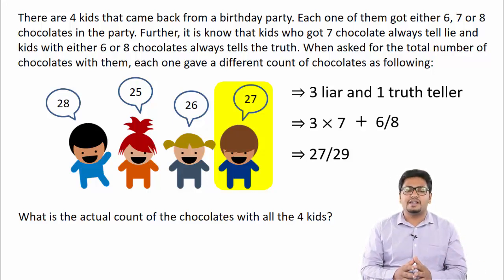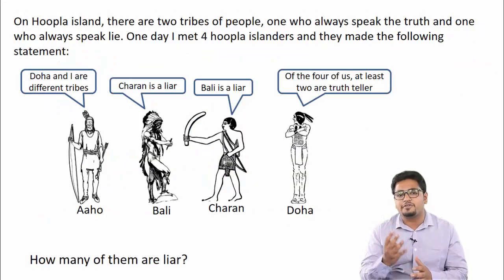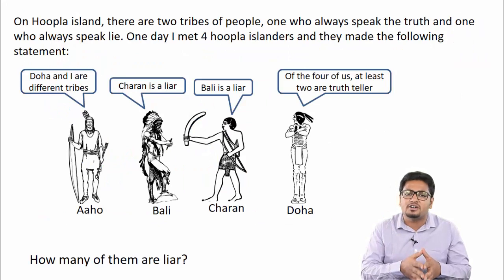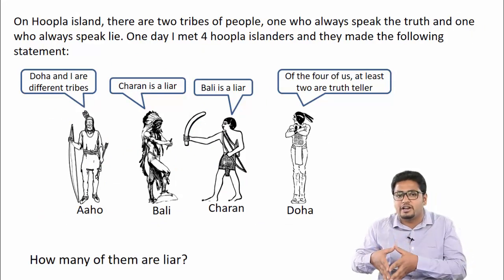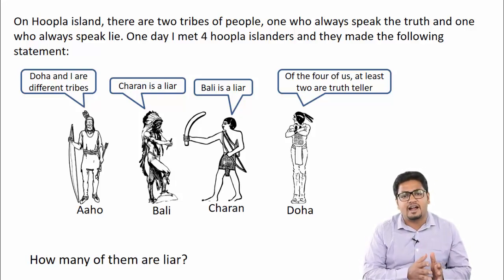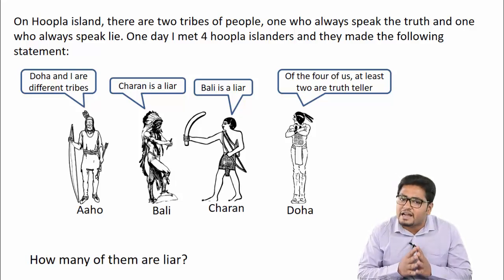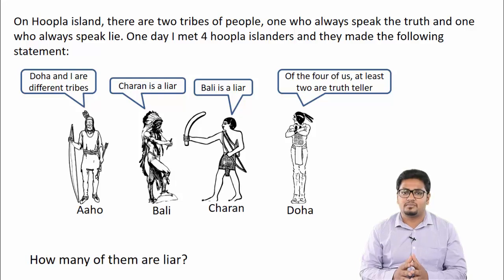Let's move on to the next question. Here the question talks about 4 different people who speak either only truth or only lies. Each person gives a statement, but we don't know who is the truth teller and who the liar is. Using the given information, we have to figure out the number of liars among them.